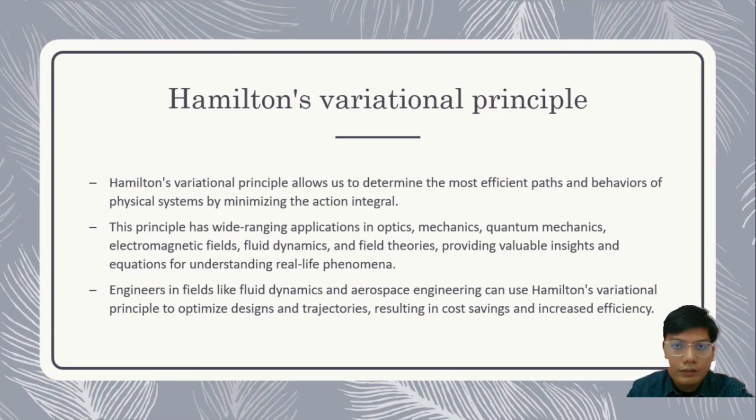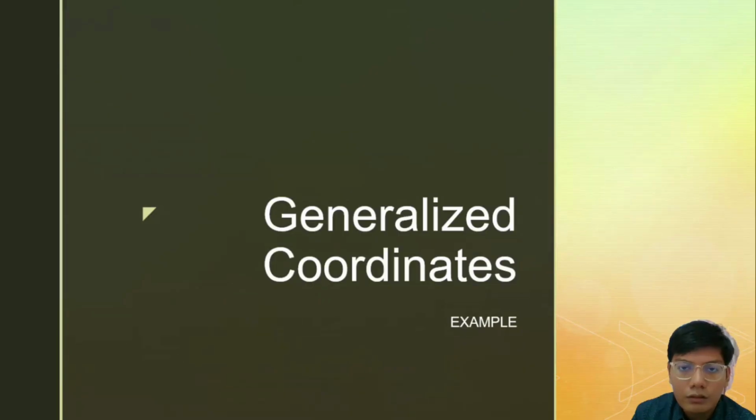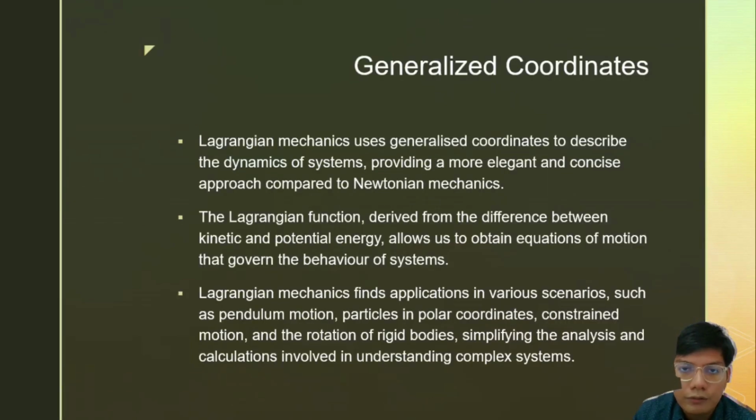The example of generalized coordinates. Lagrangian mechanics provides a powerful framework for describing the dynamics of systems using generalized coordinates. By introducing these coordinates, which represent the important variables of a system, we can derive the Lagrangian function that captures the essential physics of the system. This approach offers a more elegant and concise way to analyze the dynamics compared to traditional Newtonian mechanics.